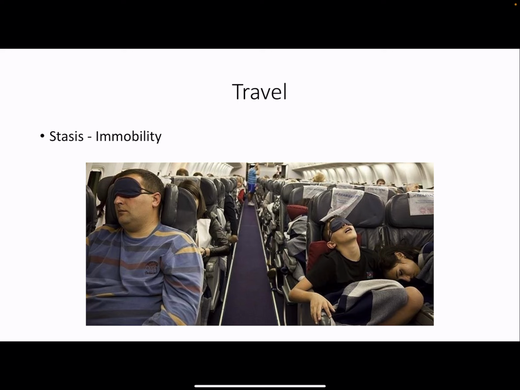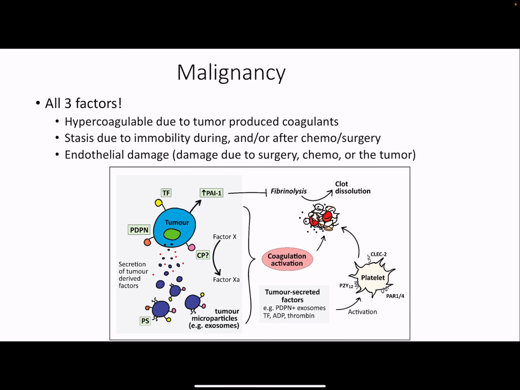Travel is a big one. They're going to say, someone was on a plane like 2 weeks ago or maybe a couple days ago and now they have a pain in their leg. Well, that's a deep vein thrombosis.